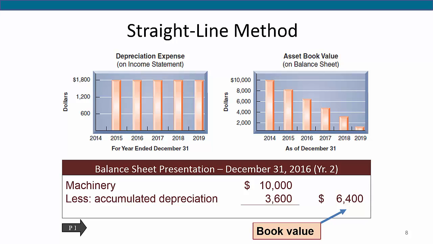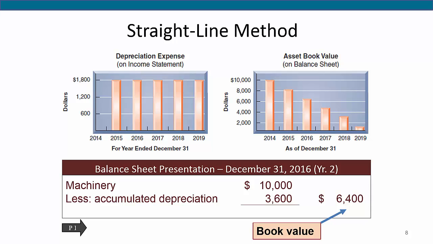Straight line depreciation means that the same amount of depreciation is taken in each year. The graph on the left side of this slide shows the $1,800 per year in expense reported each of the 5 years. The graph on the right shows the asset book value. Book value is what is reported on the company's balance sheet and is computed as the asset's total cost less its accumulated depreciation. For example, at the end of year 2, which is December 31st, 2016, its book value is $6,400 and is reported in the balance sheet as shown.